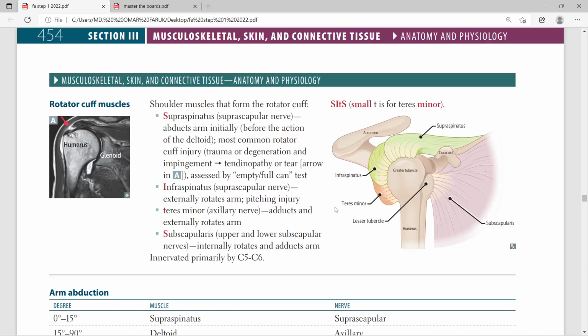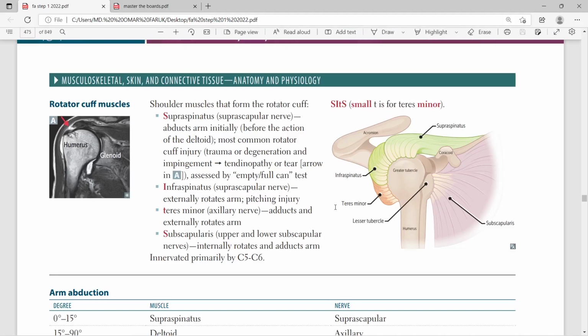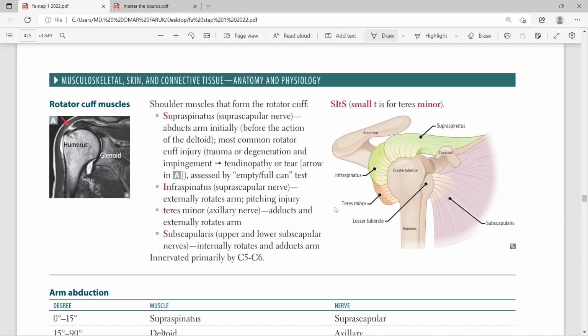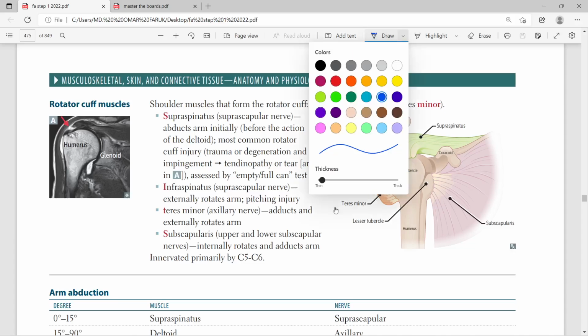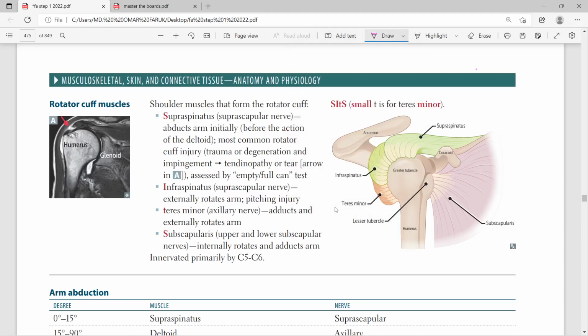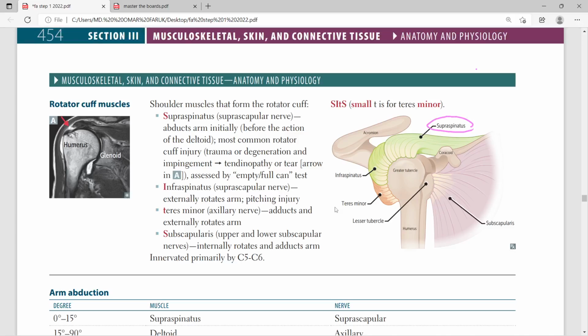Today I would like to discuss the musculoskeletal system. In the musculoskeletal system, first I would like to talk about the rotator cuff. This is the rotator cuff. In the rotator cuff, there are four muscles: supraspinatus, infraspinatus, teres minor, and subscapularis. Supraspinatus is in the suprascapular fossa, then infraspinatus, teres minor, and subscapularis.